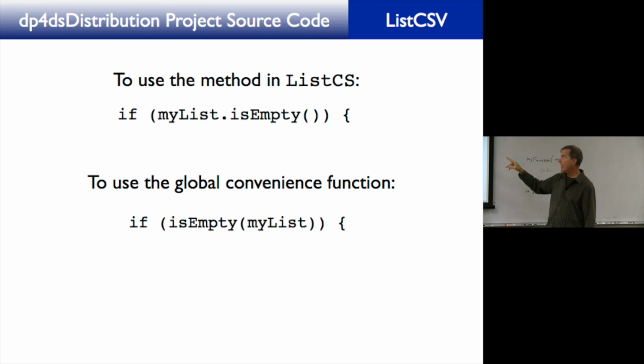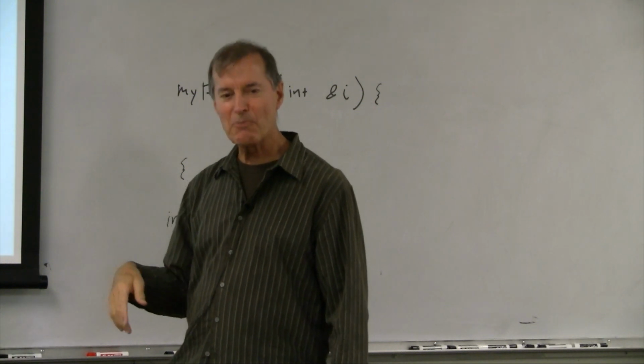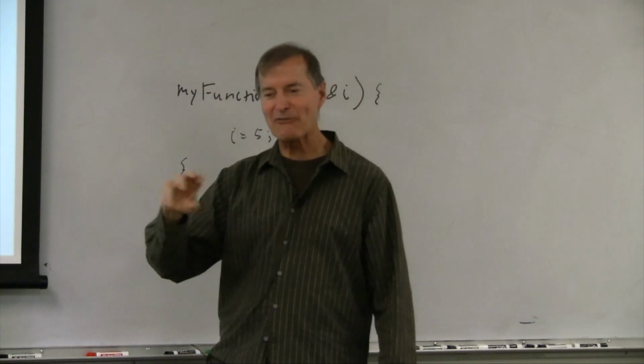Notice the difference between how we did it in list CS. In list CS, is empty is a method. It's a method attached to an object, and my list is an object. When you say my list dot is empty, the reason you can do that is because in the original system, is empty is a method of a list. But here is empty is not a method of a list. It's a function that's not a method. What is it a function of? It's nothing. Before we did object-oriented programming, you could have a function not attached.